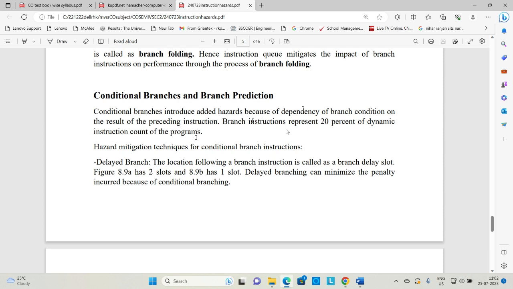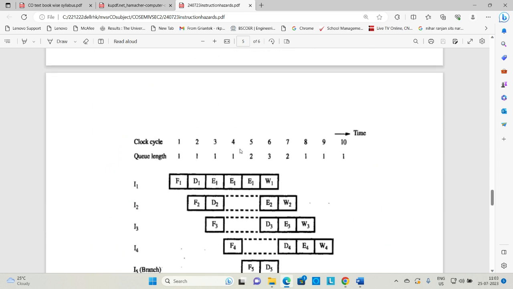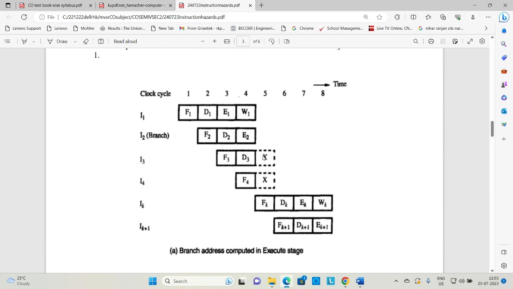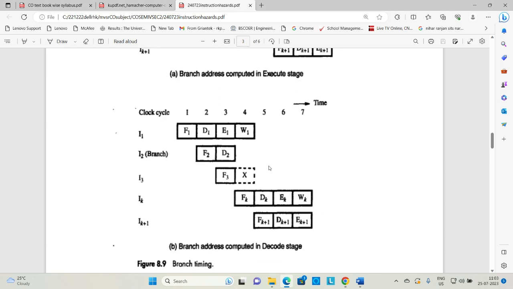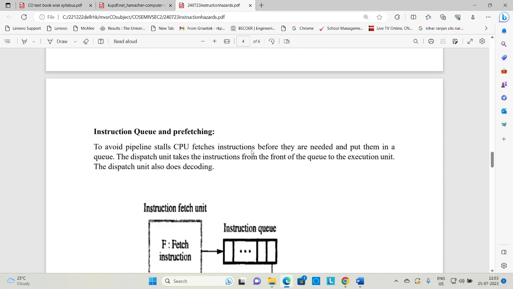So this will also introduce hazard. To overcome this hazard, one technique mentioned is the delayed branching technique. Now we had just introduced a branch delay slot. Let me show it again. Here you see the branch delay slots. There are two slots here immediately after the branch. And here immediately after the branch there is one branch delay slot.